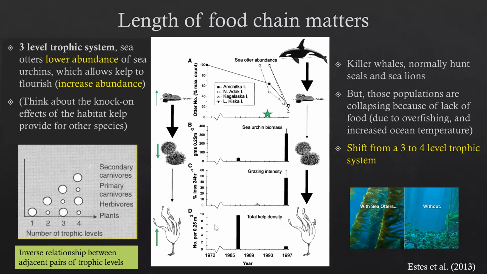As a result, there's fewer sea otters, more sea urchin biomass, our grazing intensity increases, and our total kelp density decreases. And so you can see here in this picture with sea otters versus without sea otters, with sea otters, we have these kelp forests, really important for maintaining habitat for a variety of species. Without sea otters, we don't have this. And so this is another example of a trophic cascade, both with the sea otters and the introduction of the killer whales into the area.